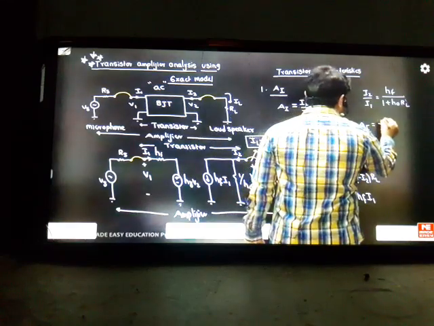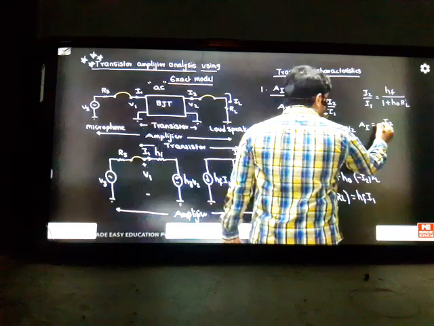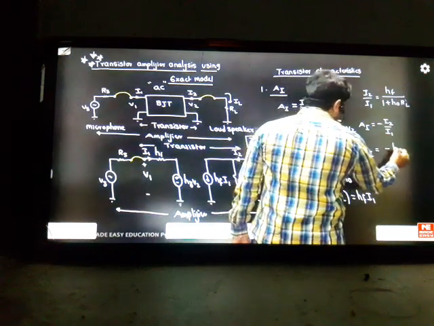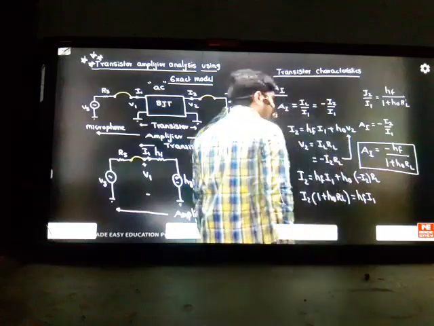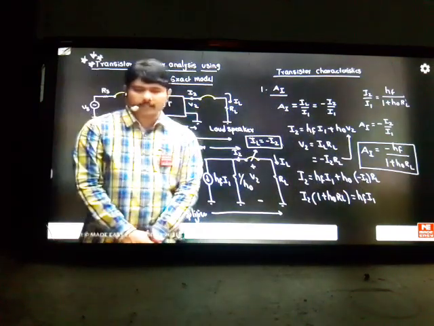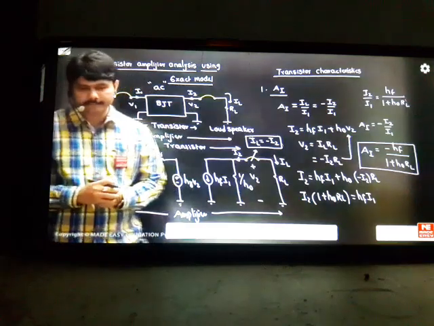Current gain is minus I2 by I1 you want. Just you want a negative sign extra. If you want a negative sign, the current gain can be written as minus hf by 1 plus ho into RL. So this is a very interesting formula which we create for exact models. So the first formula has been created like this by these experts. Minus hf by 1 plus ho into RL will be the exact answer for current gain.